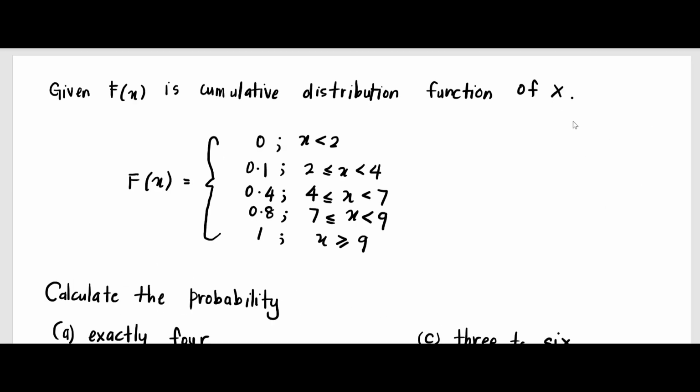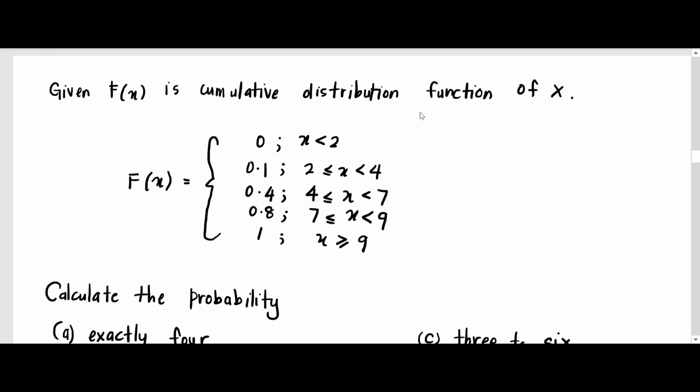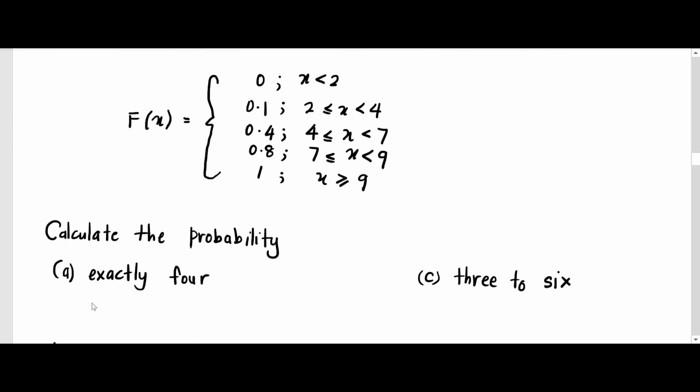Okay, now we proceed to the next example. Now we are given that F(x) is a cumulative distribution. That means we have the CDF. The question asks to calculate the probability. When we have a CDF and we want to calculate the probability, the first method that we can use is by using the theory tree. For example, our first question: exactly 4. That means x equal to 4.